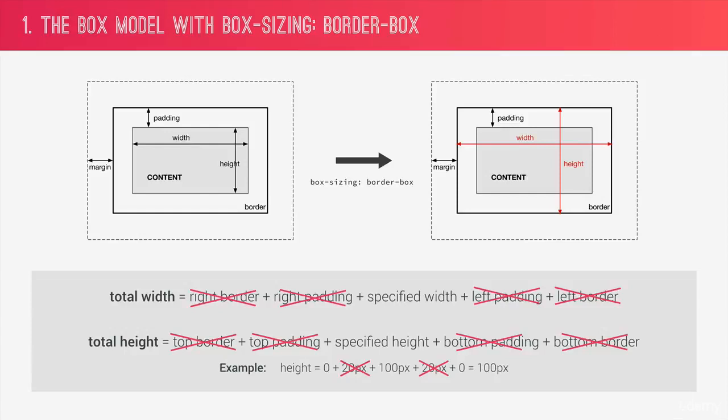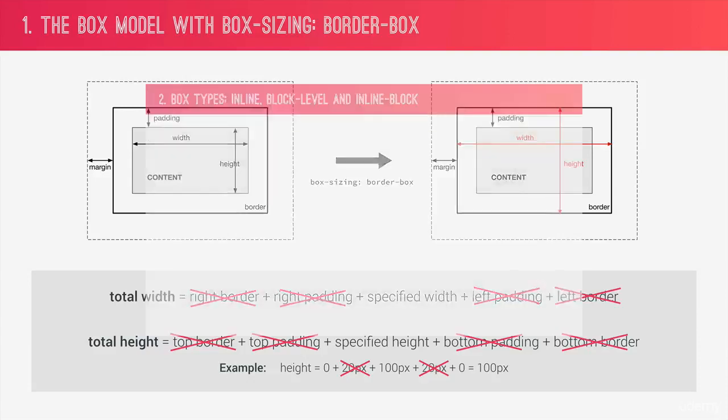Alright, so if we look at the height and width calculations now, in this case, the actual total width of a box is equal to the specified width. And the same goes for the height. So if we now define some paddings or borders, they will not get added to the dimensions of the box, which makes our lives so much easier. And if we look at our example now, the final height would of course be 100 pixels, just as we specified for the height of the element.